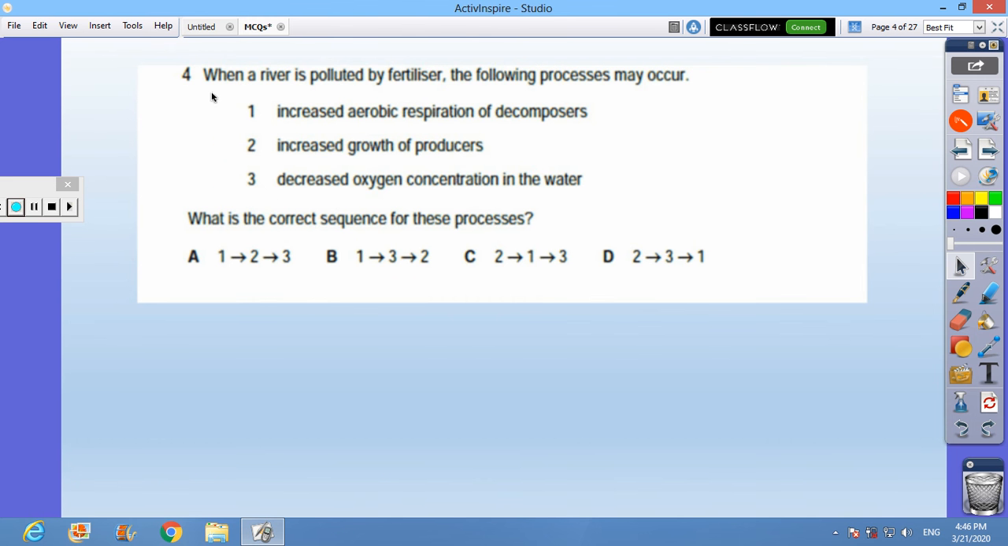Question 4, when a river is polluted by fertilizer, the following processes may occur: 1, increased aerobic respiration, 2, increased growth of producers, 3, decrease in oxygen concentration. What is the correct sequence? The correct sequence is C, as 2 happens first, then 1, then 3. Increased growth of the producers due to the fertilizers, then an increase in aerobic respiration of bacteria, last a decrease in the oxygen available.